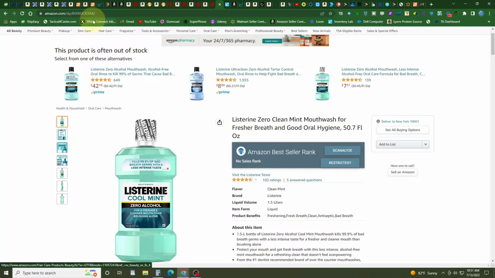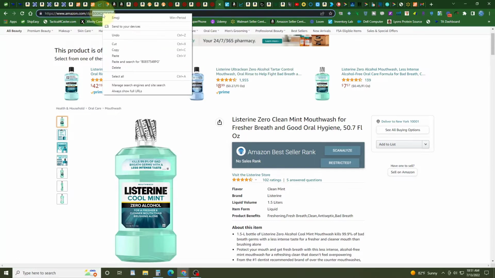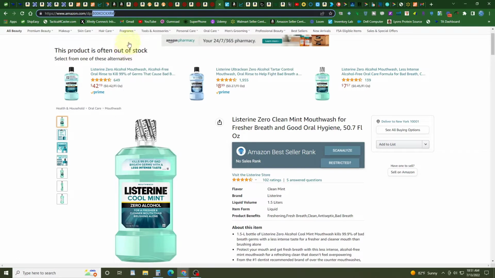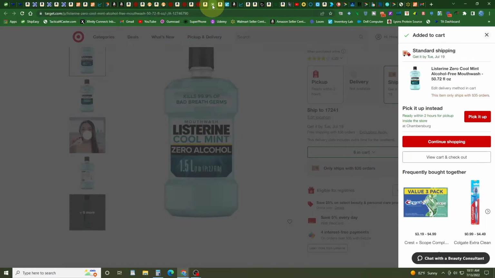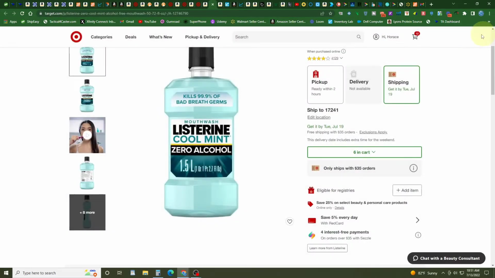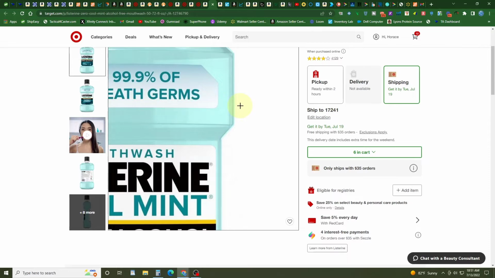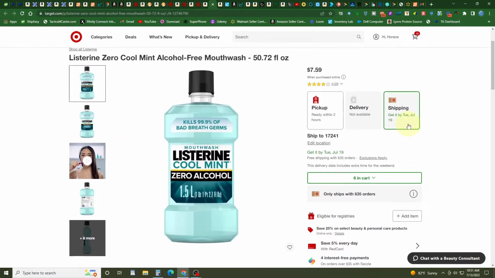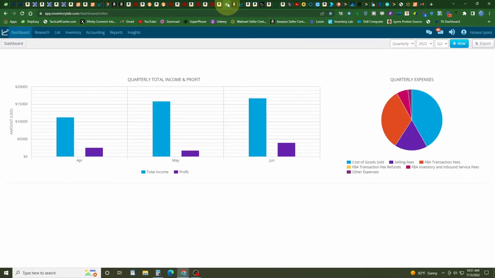But my point is this: I'm going to take this ASIN because I'm getting ready to buy this product. I'm getting ready to buy this at Target. Okay. You can see I threw 6 of them in the cart. They're going to cost me $7.59. They're going to cost me probably around 30 cents to get into the Amazon warehouse, because I ship in such large quantities, and you will too if you're not doing it now. Okay. Now watch what happens.